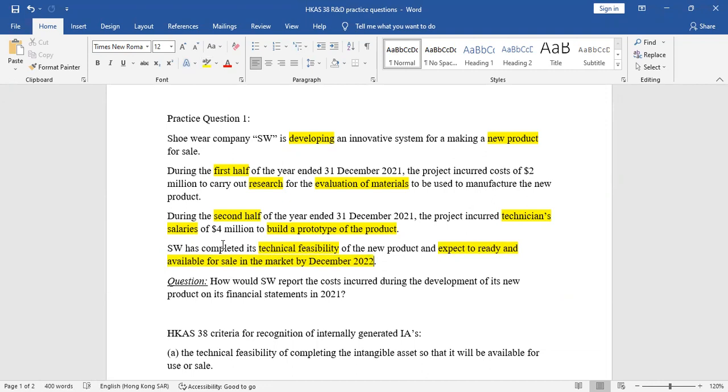The last paragraph is telling you the viability of the product, which you need to judge based on the criteria, right? So I've written the question, which is basically asking how the costs incurred during the development will be reported on its financial statements. So the first expense, $2 million, you don't have to think much about it. It's a research expense. It's going to go on the P&L.